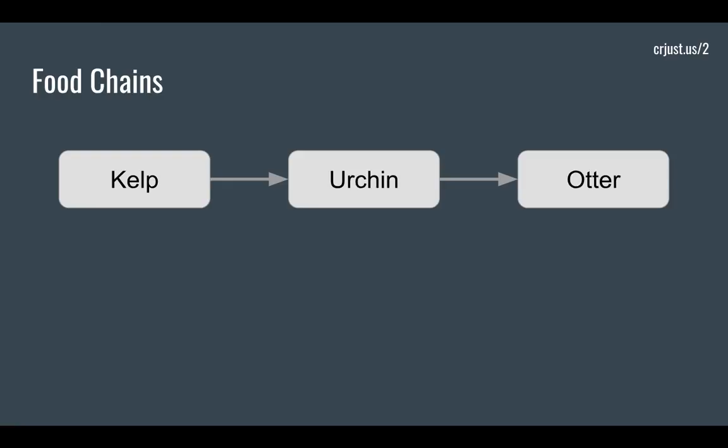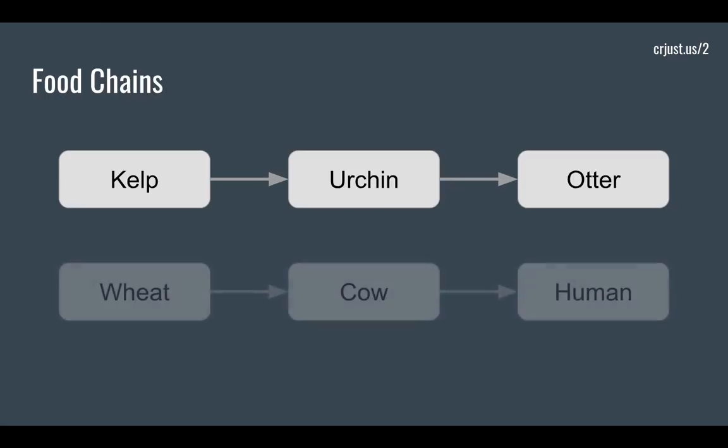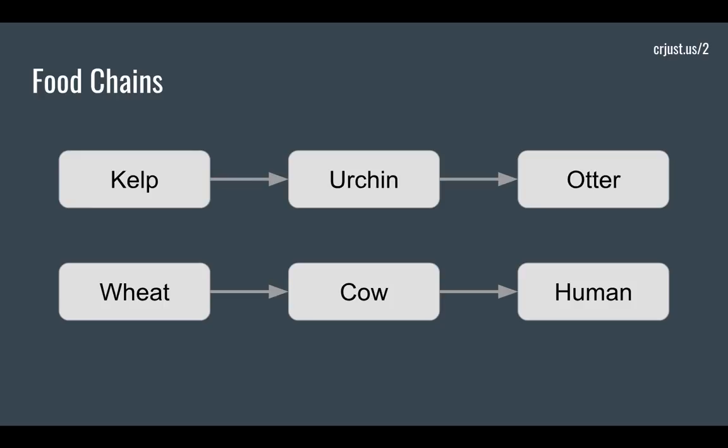Remember this one, the energy available from the kelp is passed on to the urchin, which in turn is passed on to the otter. The arrow in between these organisms represents the flow of both energy and matter from one organism to the next. Here's another one. The energy available in the food wheat is passed on to a cow. That cow is then eaten by the human.